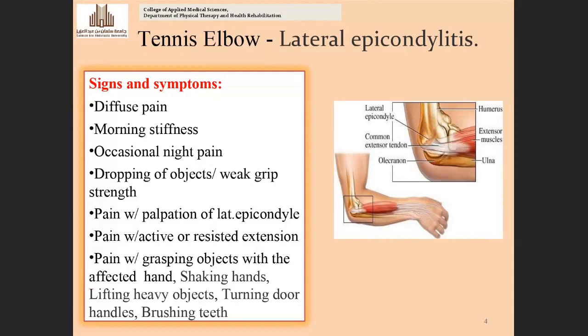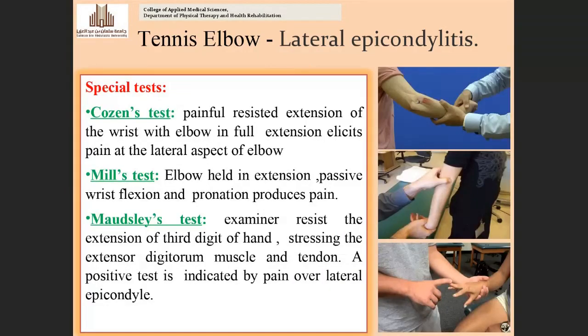When you palpate that region, there is pain at the lateral epicondyle. When the person is doing active or resisted extension exercises, there is pain. Or when the person is grasping objects, there is pain. Or it may be when lifting heavy objects, turning door handles, or brushing the teeth. In such activities of daily living, the person shows pain sensations.